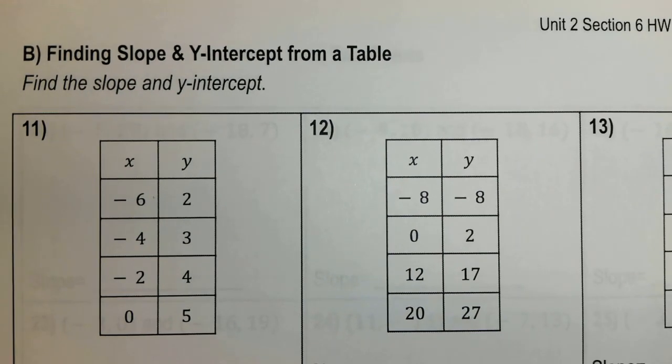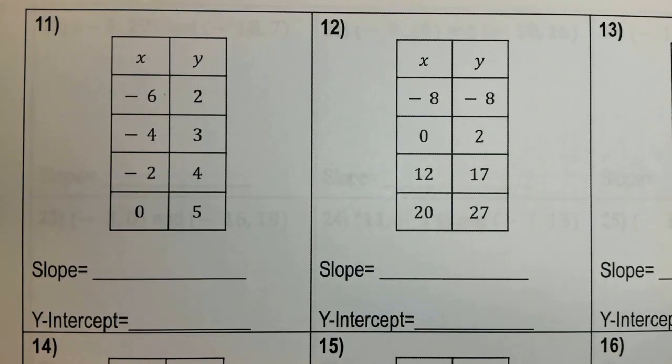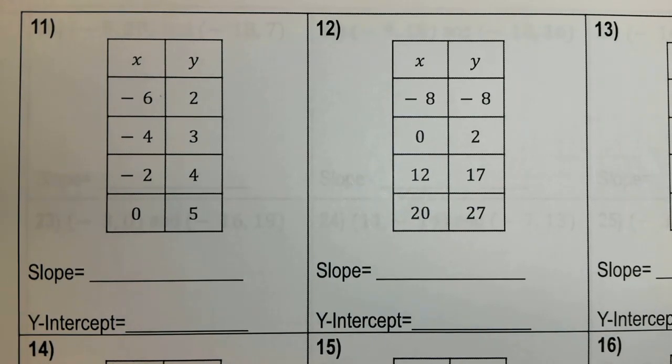All right, this is Unit 2, Section 6 homework. And we are finding slope and y-intercept from a table. So all I have to do, like the directions say, is find the slope and the y-intercept. Now, you can do this a number of ways, okay? You can do it by hand, or you can use a calculator to find it. I will show you both ways.